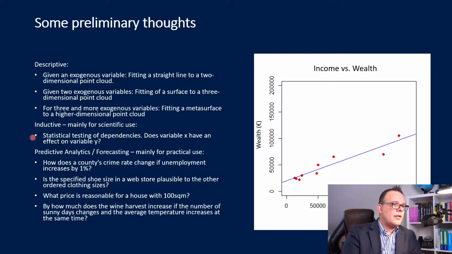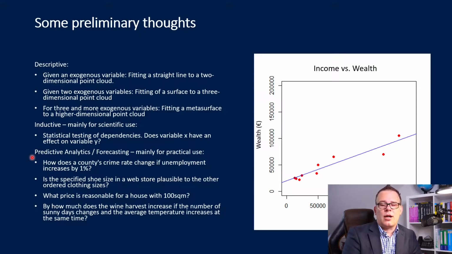From an inductive point of view, which means we want to do statistical tests, we can test dependencies. So does variable X have an effect or have an impact on variable epsilon? Does it determine variable epsilon? This is what we use in science. This is what we do in our papers. But there's also a very, very practical use for regression analysis.